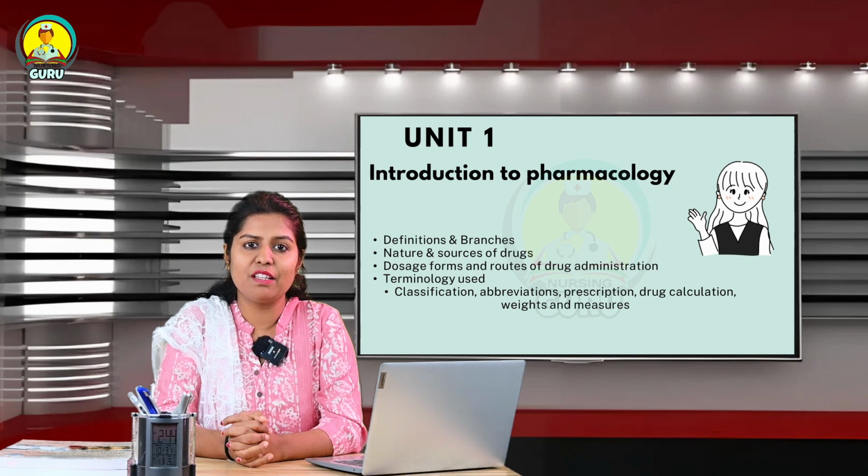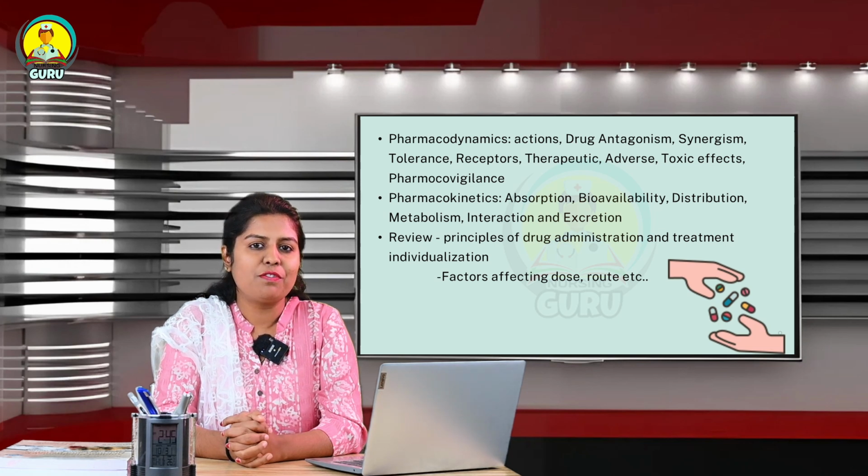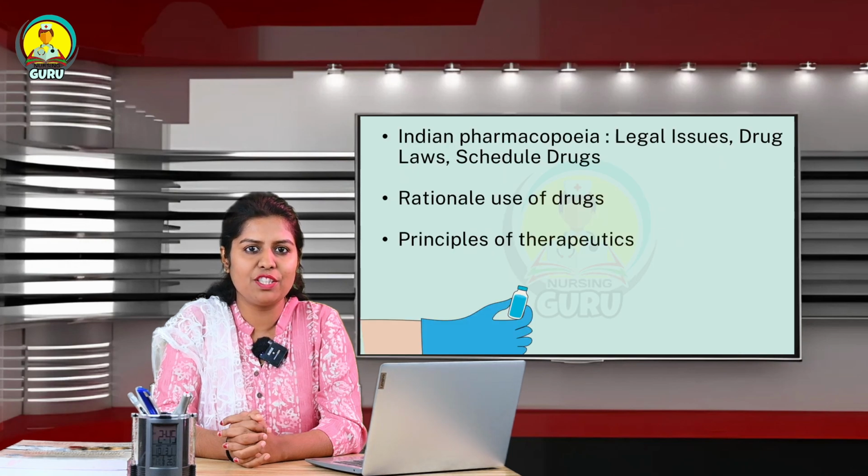Then you will study pharmacodynamics: actions, drug antagonism, synergism, tolerance, receptors, therapeutic, adverse and toxic effects, pharmacovigilance; pharmacokinetics: absorption, bioavailability, distribution, metabolism, interaction, excretion, review, principles of drug administration and treatment. All these things you will study in this unit. Then factors affecting dose, route, etc. Then Indian pharmacopoeia, legal issues, drug laws, scheduled drugs, rational use of drugs, principles of therapeutics. These things you will study in Unit 1.